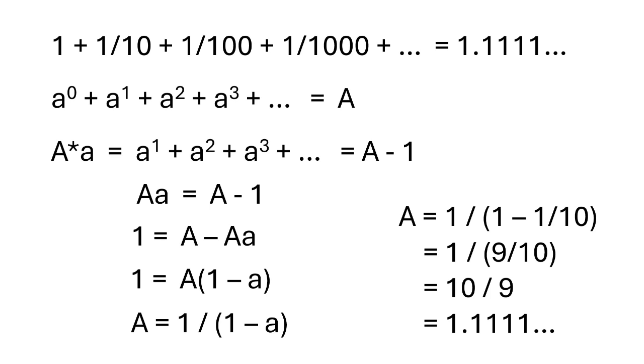And then we can use that to examine our example. We get 1 over 1 minus 1/10, which we know is 1 over 9/10, or 10 over 9. And if you plug 10 divided by 9 into your calculator, you should get 1.1111 repeating.